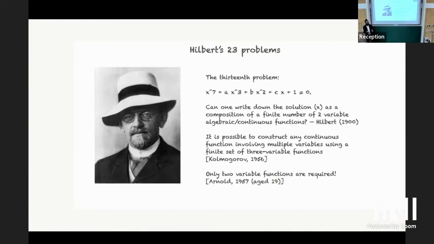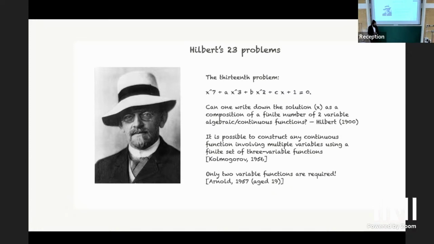So the 13th problem is quite easy to state, much like many of Hilbert's other problems. The 13th problem states that given a degree 7 polynomial equation, which can always be reduced to the form that you see on the screen, can one write down the solution as a composition of a finite number of functions of 2 variables? So this was the question that Hilbert posed in the year 1900 at the ICM in Paris.